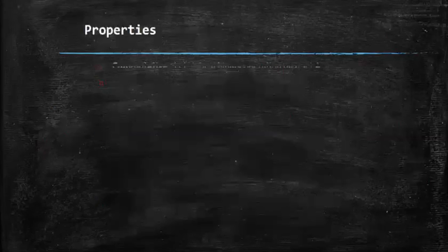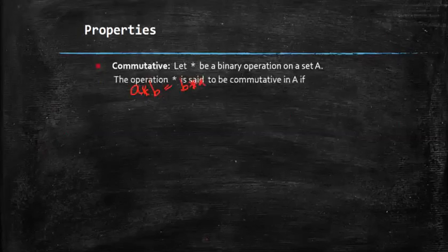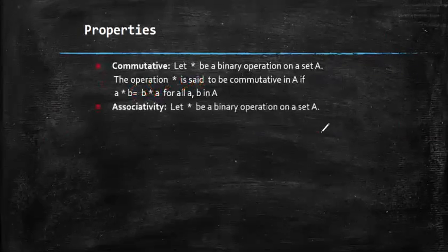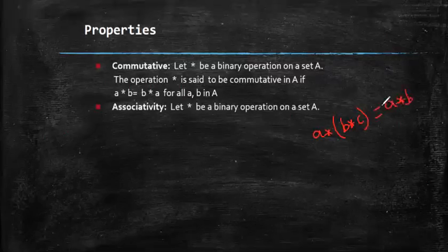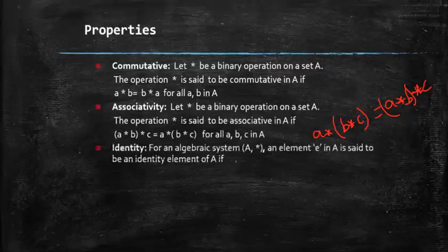Now what are the properties of an algebraic system? Commutative: suppose star is a binary operation on set A, and it is said to be commutative if a star b is equal to b star a, for a, b belonging to A. So that is the commutative property. Similarly, we have associativity, which is basically with three elements: a star b star c is equivalent to a star (b star c), and then the operation is said to be associative in A. So a, b, c should belong to A.